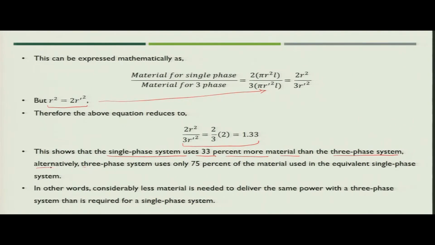Or you can write alternatively that the 3 phase system will use only 75% of the material as compared with the equivalent single phase system. So, this shows that in case of 3 phase system we need considerably less material to deliver the same power when we compare with the single phase system.